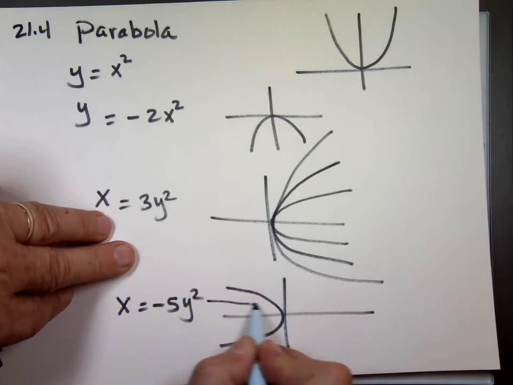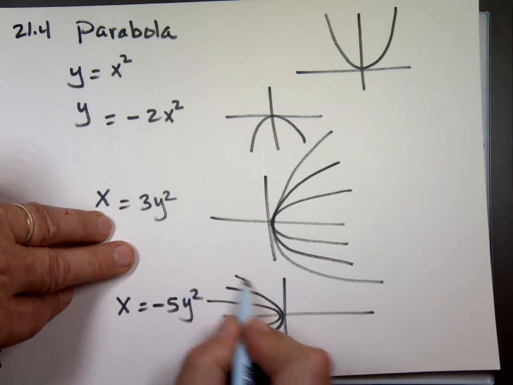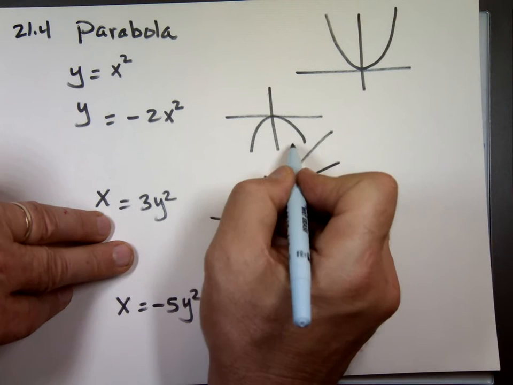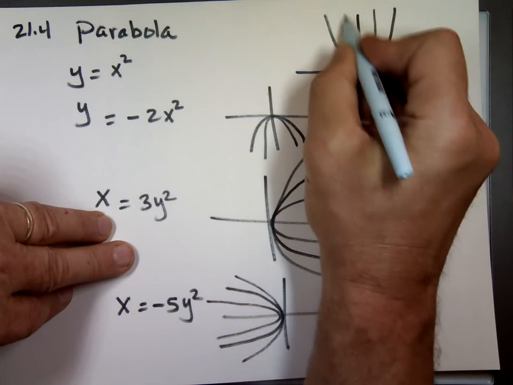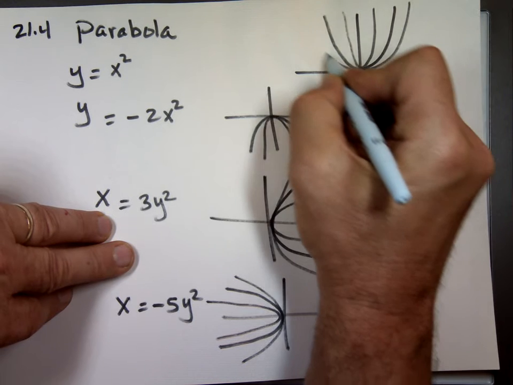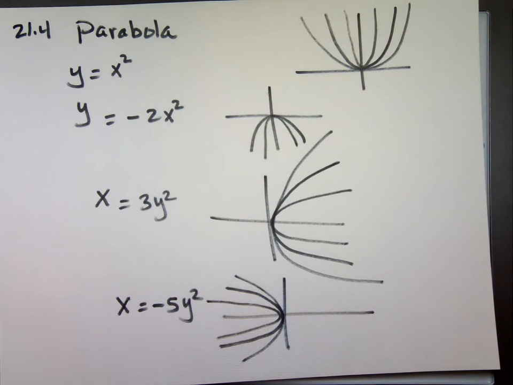All of these are parabolas going to the left. All of these are parabolas going down. These are parabolas going up. So how do we know which one of them, how tight, how wide the graph is? And we're going to give you a little tip on that, and we're done.